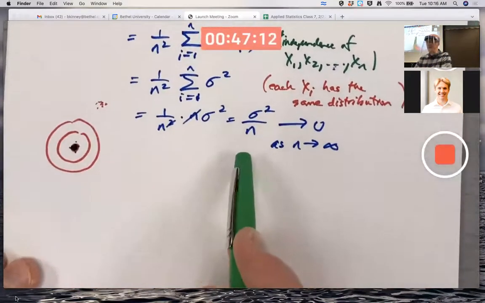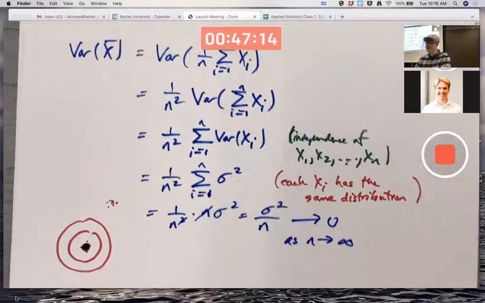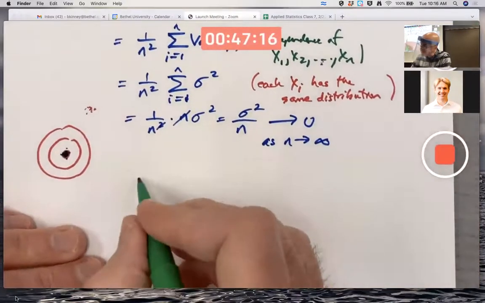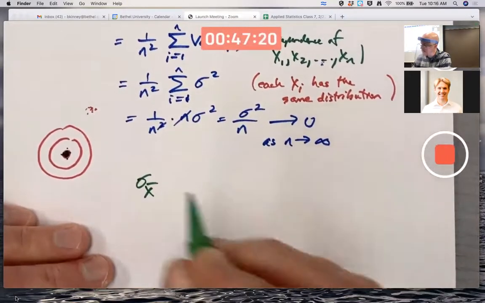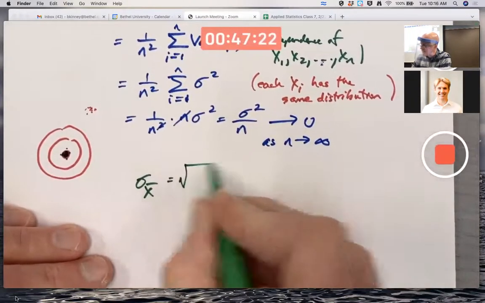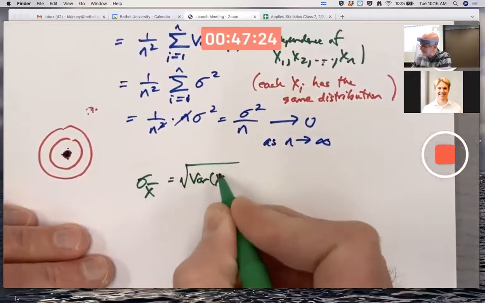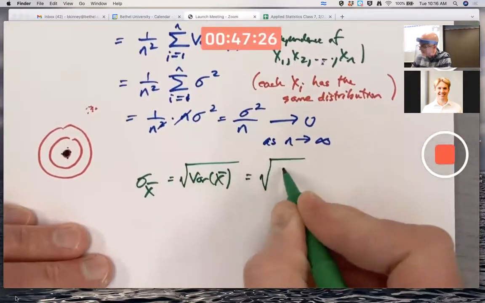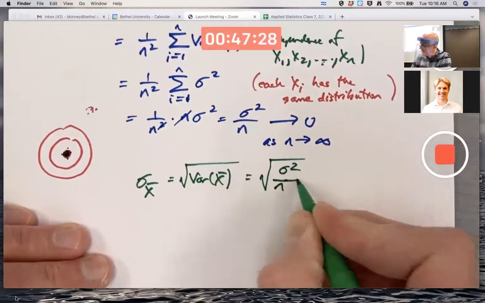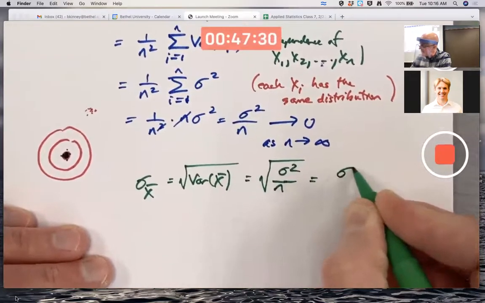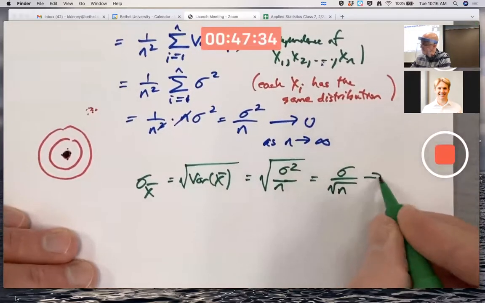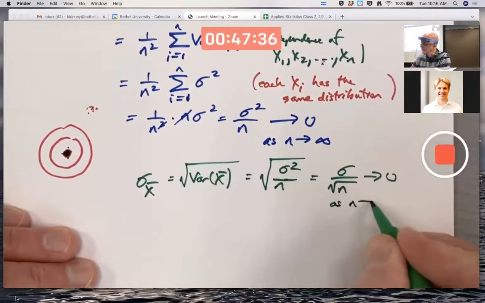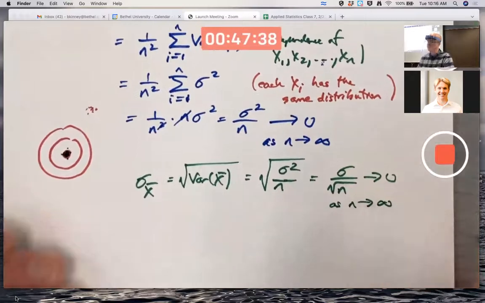Since the variance of X bar is sigma squared over n, the standard deviation of X bar, sigma sub X bar, would be the square root of the variance of X bar, which would be the square root of sigma squared over n, which is going to be sigma divided by square root of n, which also goes to 0 as n goes to infinity, though not as fast.